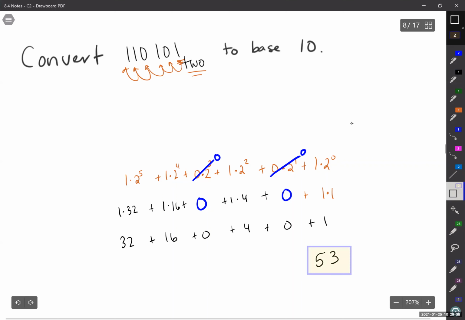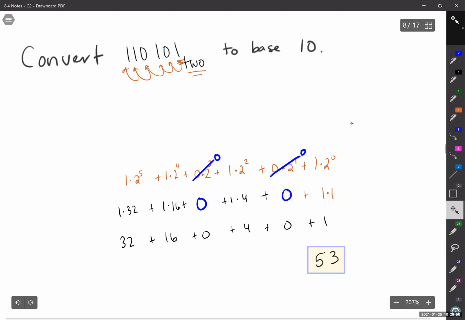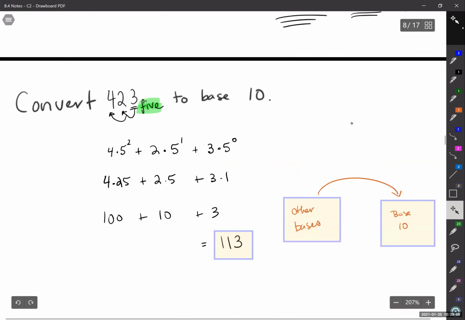And one thing that we made note of is in base 10, it's pretty easy to write 53. But the smaller the base, the more digits your number is going to have, right? Because it needs higher exponents to get to numbers to cover up like 53. So remember what we just did is going from other bases to base 10. Now let's look at our final topic, which is starting at base 10 and going to other bases.